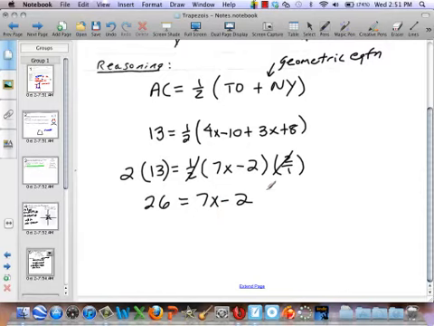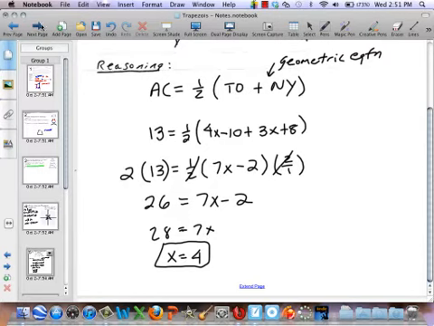That's small. Now you add 2. So 28 plus 2 is 30... 26 equals 7x, and then 28 equals 7x, and the answer is 4. So a lot of times when you have the half out in front, you don't necessarily have to distribute that. Get rid of it first. Sometimes that works, sometimes it doesn't, but in this case, it actually made our job easier.